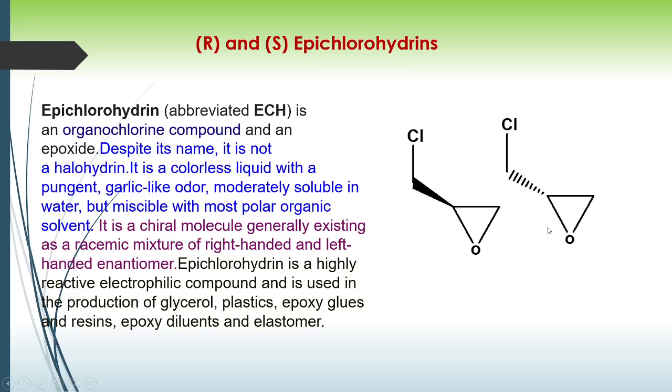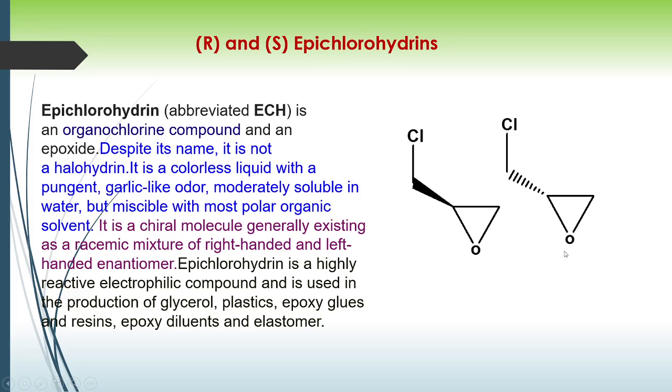Therefore the configuration for this epichlorohydrin is S-epichlorohydrin, and this R and S-epichlorohydrin are nothing but mirror images of each other, or you can say non-superimposable mirror images. Therefore these two are the enantiomers of each other.